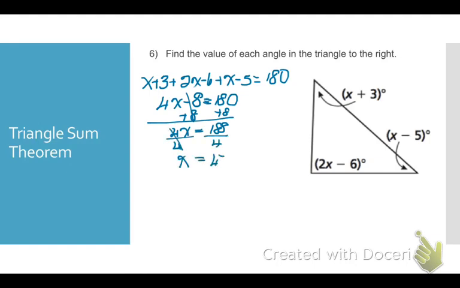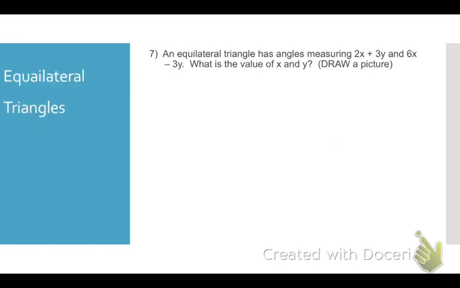But I didn't want to know what x is. I want to find the value of each angle. So I'm going to put 47 back into each of the angles and find that one angle is 50 degrees, one angle is 42 degrees, and then the last angle is 88 degrees.